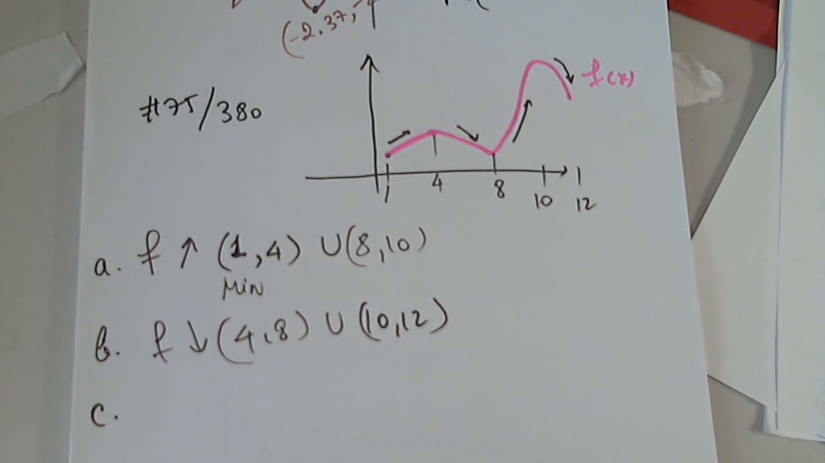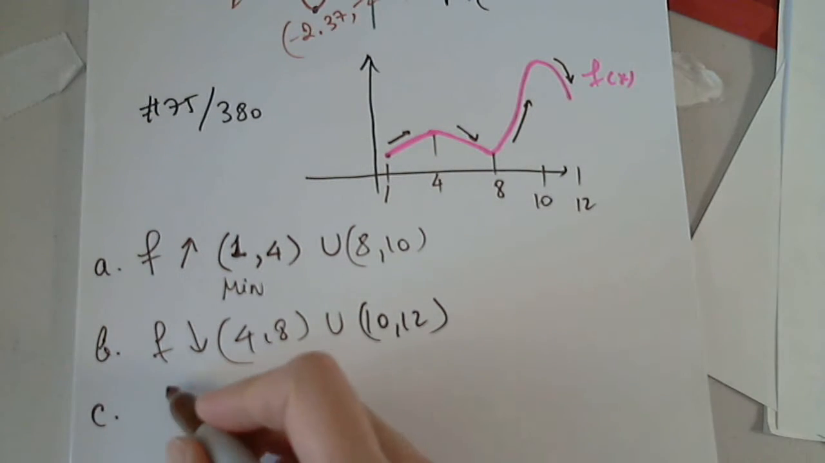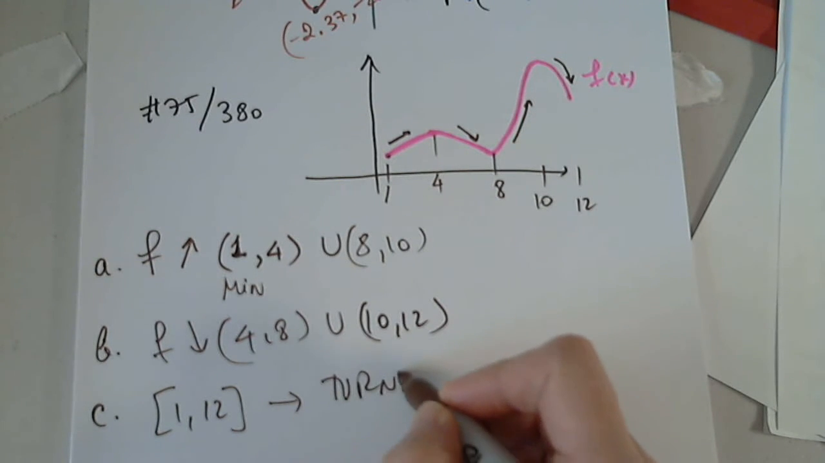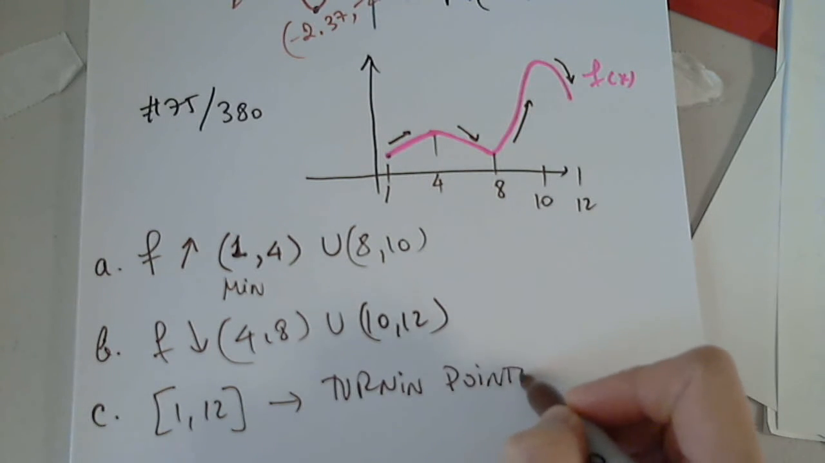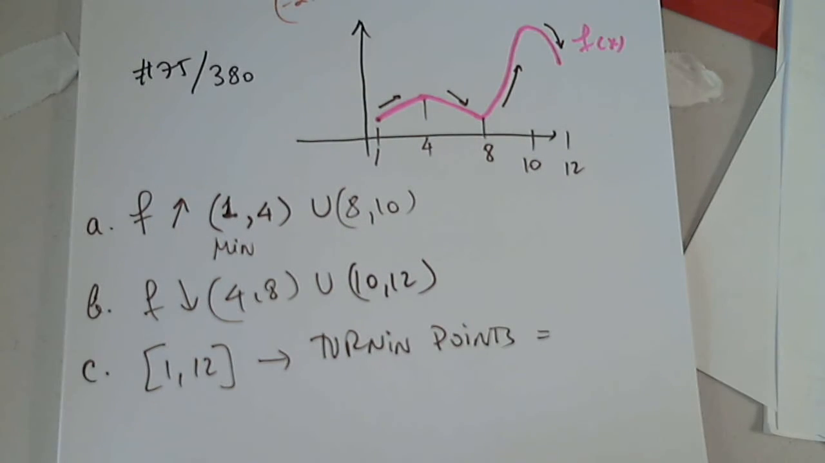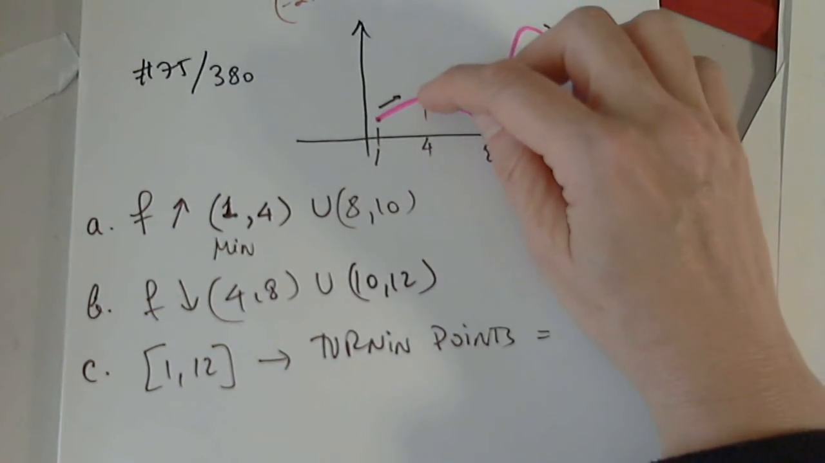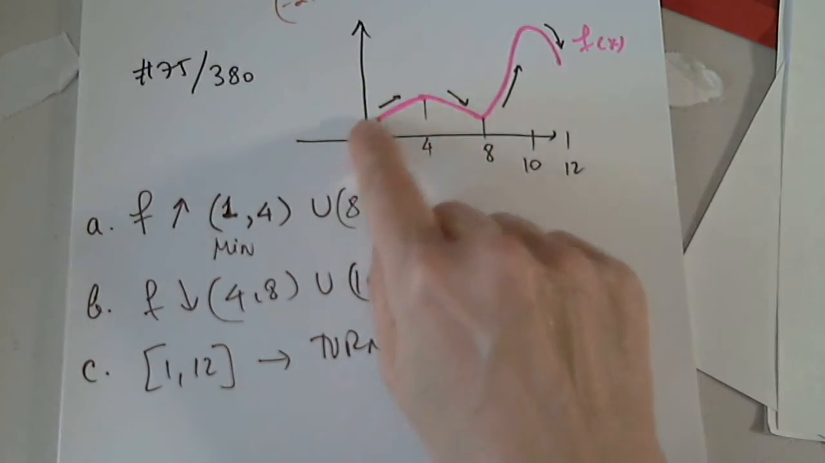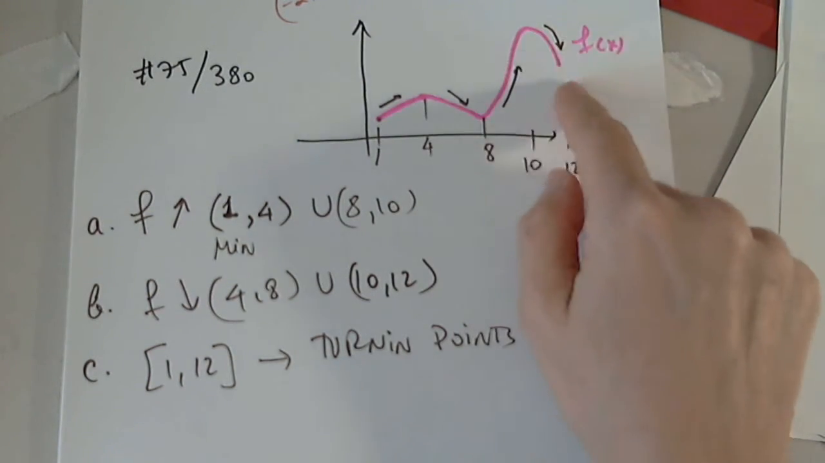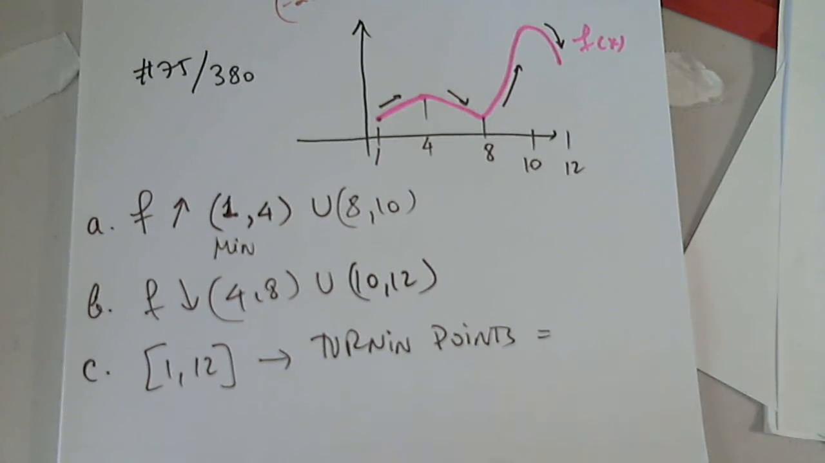Part C. How many turning points during the 12 minutes? So between 1 and 12 minutes. Turning points. How many? Exactly 3. 1, 2, 3. Up, down, turning point. Down, up, turning point. Up, down, turning point. 3 turning points.